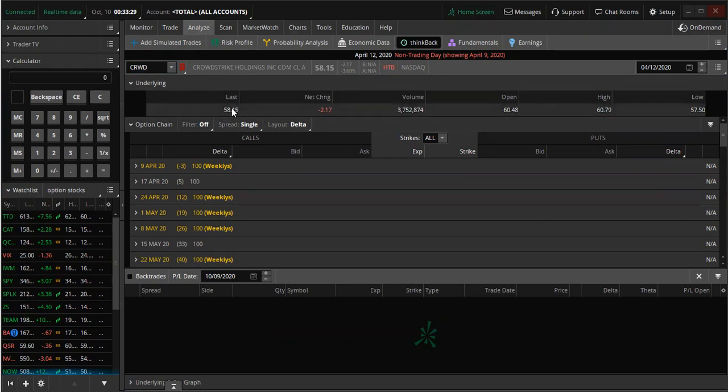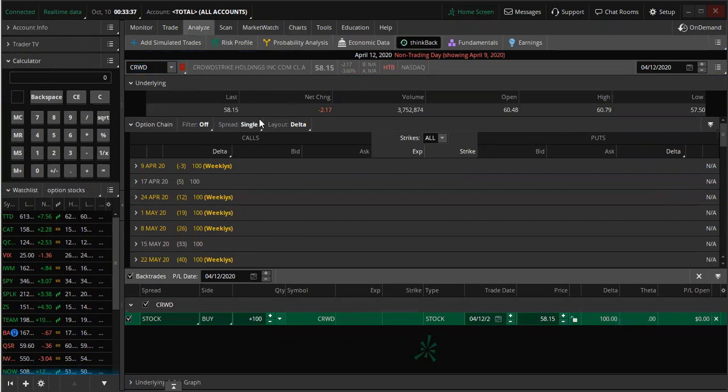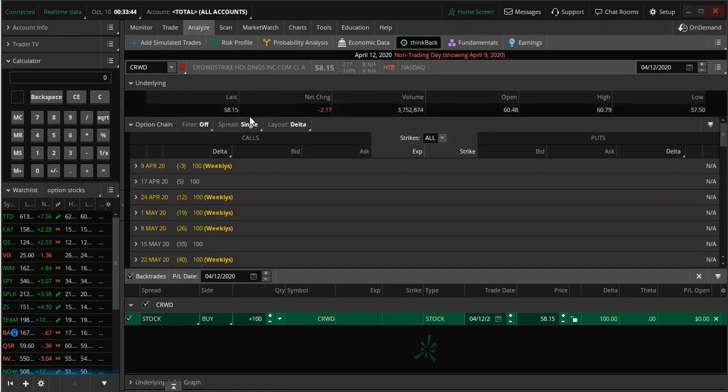By the way, I'm using TD Ameritrade's Thinkorswim platform. And this is the thinkback mode where you can go back in time and analyze what you could have done with certain prices of stocks. This is actually what we call a back test. So I'm going to put in here 169 shares.